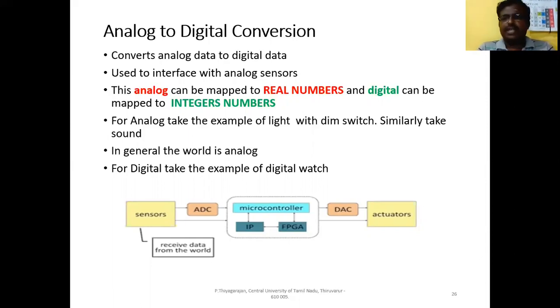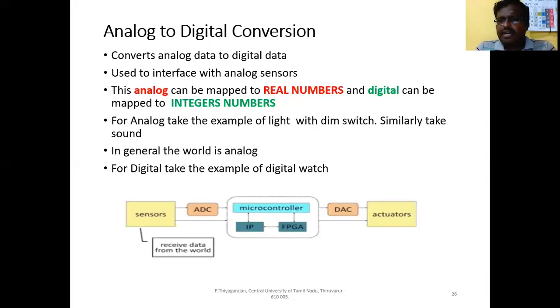If we ask how many integers are present in the range 0 and 1, there are only two integers: one is 0, another is 1. The integers can be directly mapped to the digital signals. So somehow we need to convert these analog signals from the real world to digital signals so that they can be easily processed by the microcontroller.